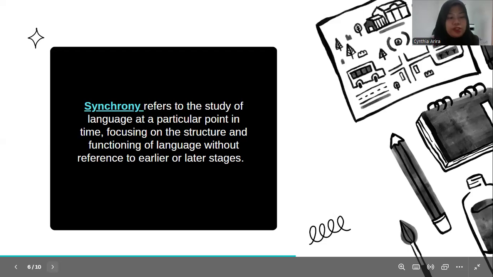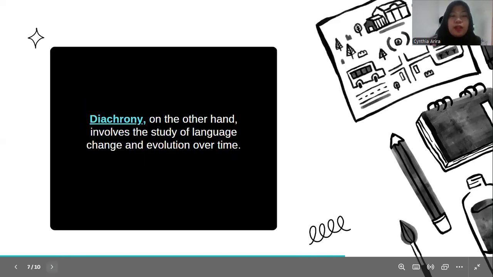And this approach is essential for understanding how a language system works at any given moment. The next is diachrony. Diachrony, on the other hand, involves the study of language change and evolution over time. It examines how language developed and transformed through historical processes, including the splitting of languages and changes in usage patterns.